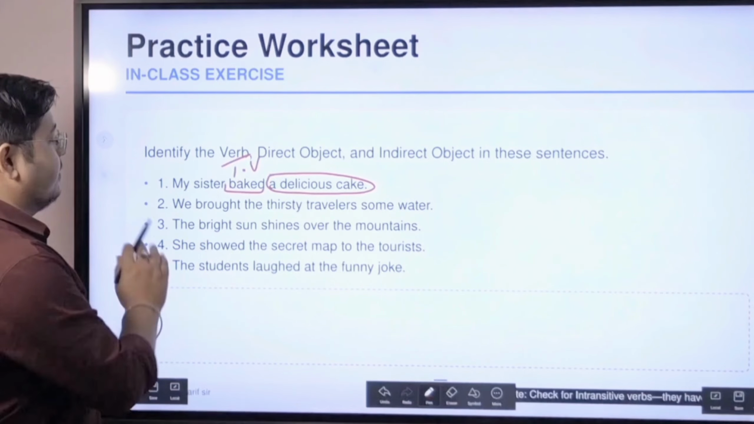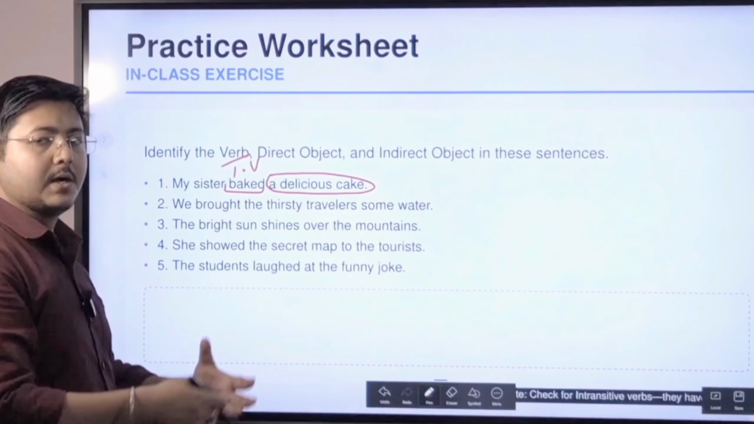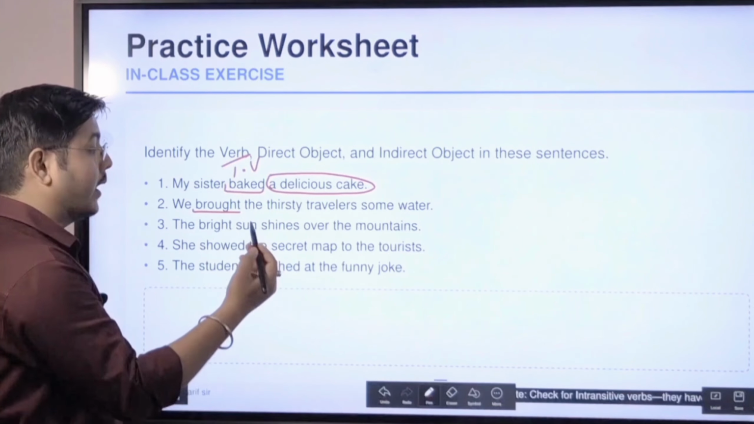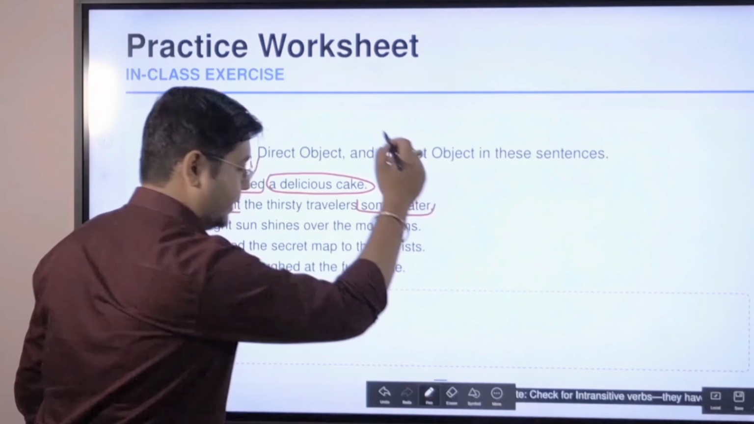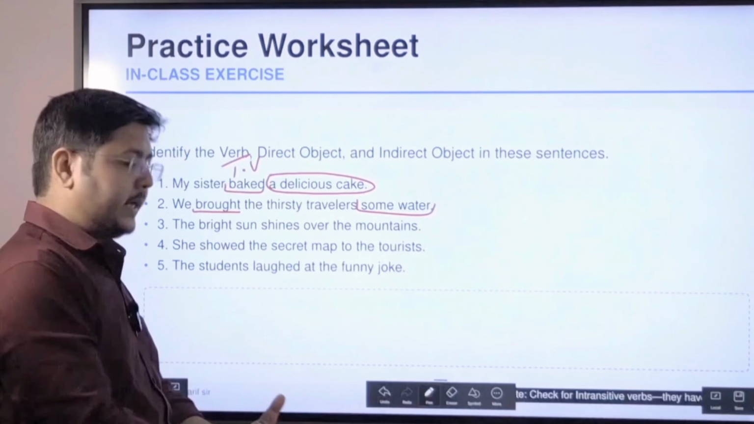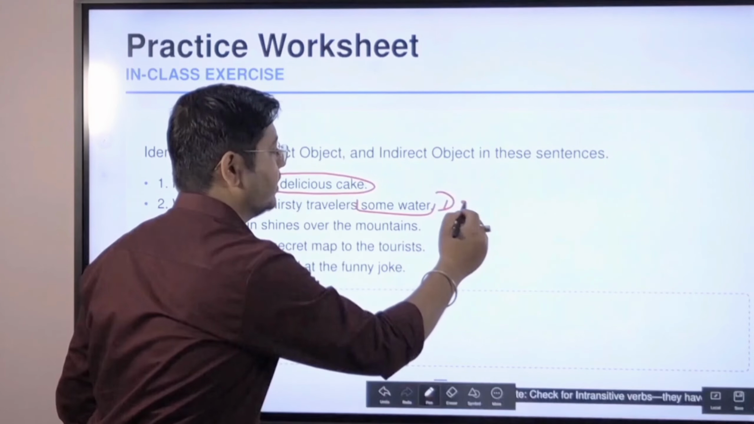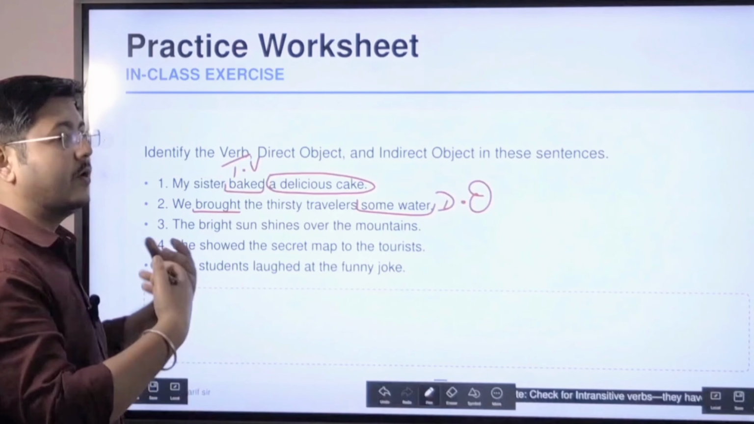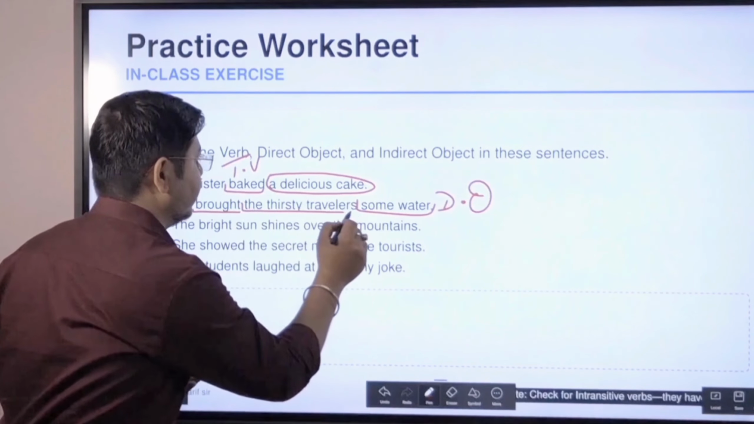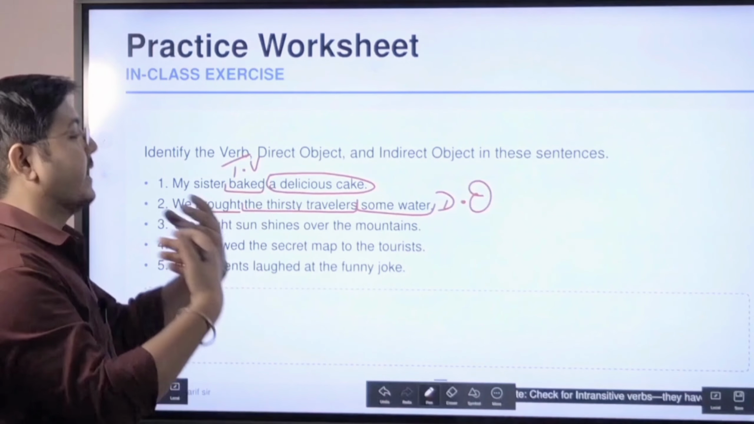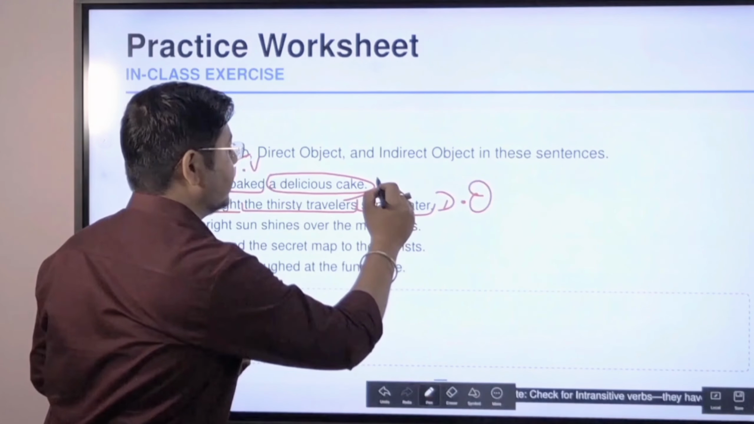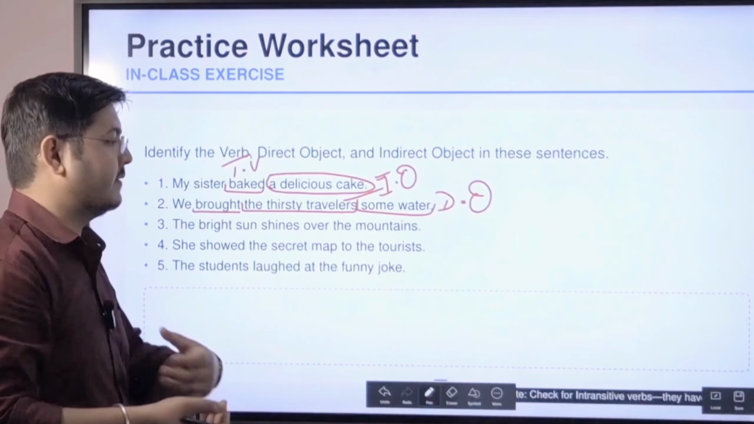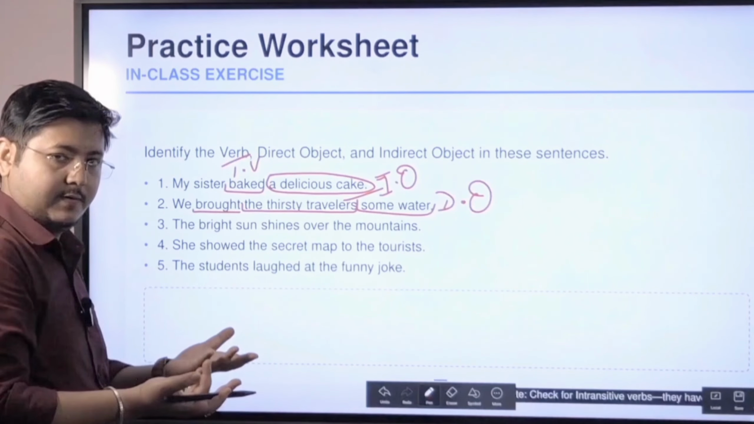Second sentence, we brought the thirsty travelers some water. We brought. Brought is the verb. Brought what? Some water. This is the item getting affected directly by the action. So this is the direct object of the sentence. And for whom was this action done? We brought for whom? The thirsty travelers. These are the people who are getting benefited from the action. It is the indirect object of the sentence. This sentence has two objects. If it has two objects, it is obviously again a transitive verb.